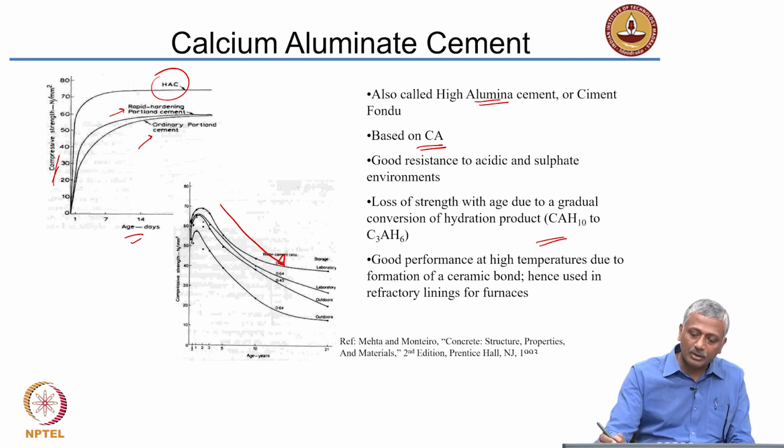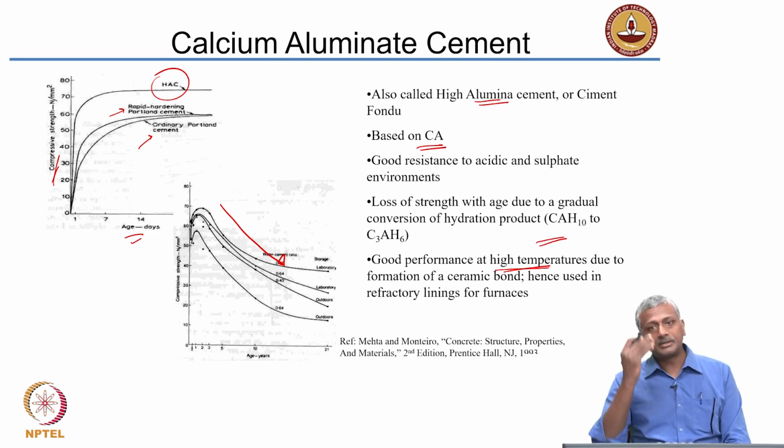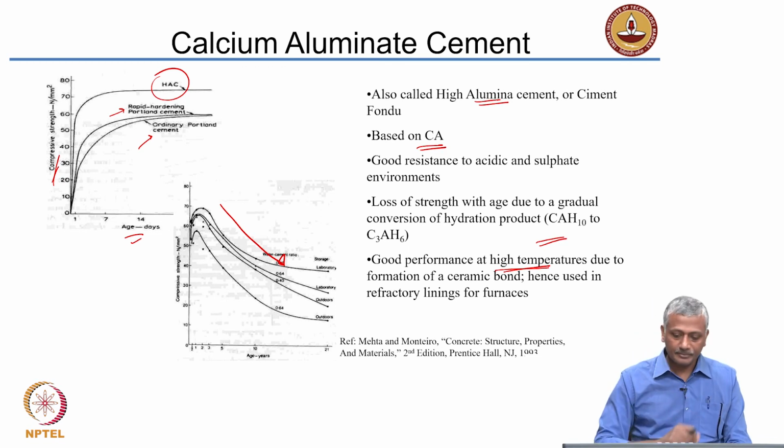However, it is a very good concrete to use at very high temperatures, especially inside kilns, for instance, right. Inside a kiln where the temperature is 1000 degrees and more, the high alumina cement forms a nice ceramic bond, and because of which you will actually get an excellent material that is resistant to heat.